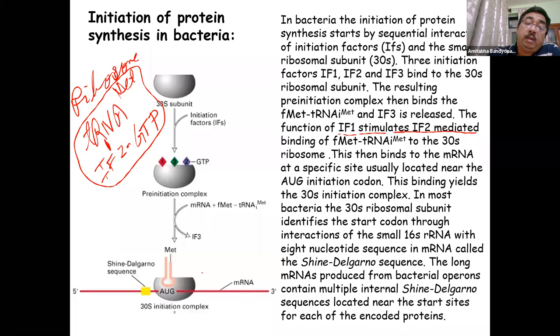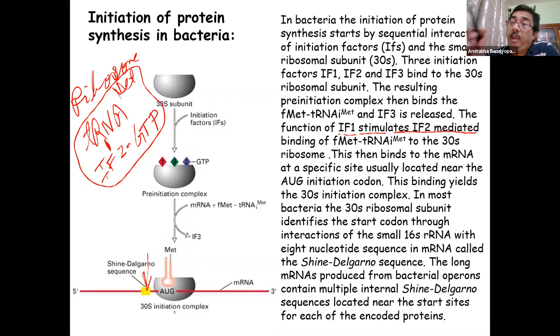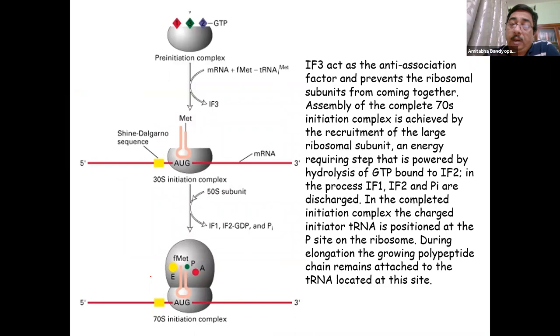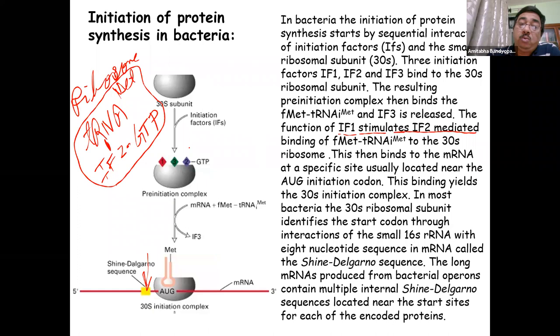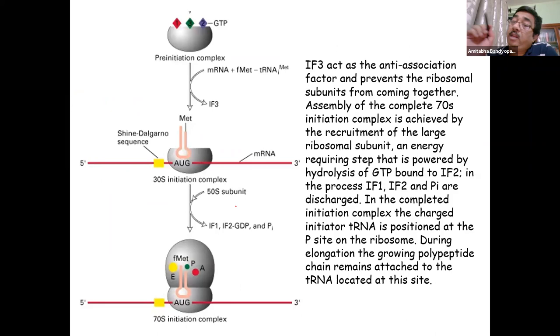This is how the 30S initiation complex is formed, which lands on the Shine-Dalgarno sequence and then starts to crawl till it reaches the AUG. We stop here and we now look at what happens in eukaryotes. Let me complete this. Once it is at the AUG, the GTP that was bound to the IF2 gets hydrolyzed, and that GTP hydrolysis is necessary for all these factors to be kicked out. Only then can the 50S ribosome bind to it and form the 70S initiation complex.